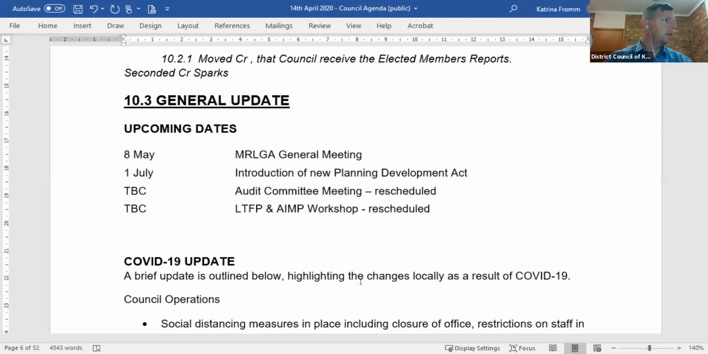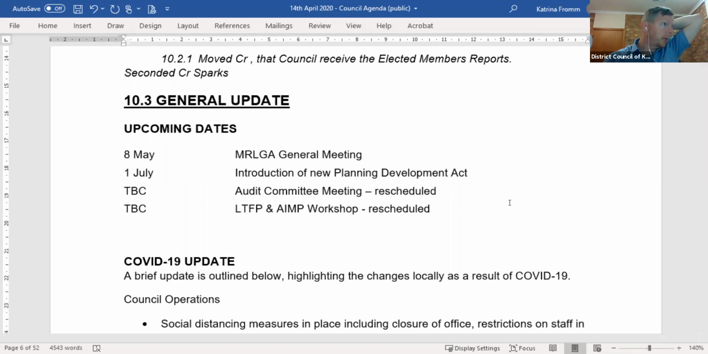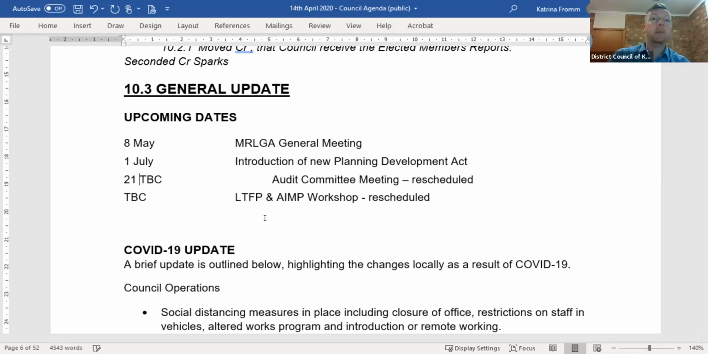Yes, thank you, Mayor Phillips. So as you can see, dates in there. Now, we do have a new date for the audit committee meeting, which I believe is the 21st of April at 10:30. So that would have gone out late this afternoon once we confirm that time. However, the other dates in there, we will confirm new dates for those, particularly the asset management, long-term financial management plan workshop.